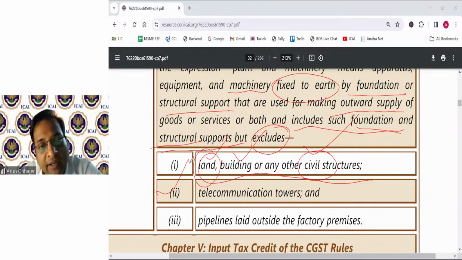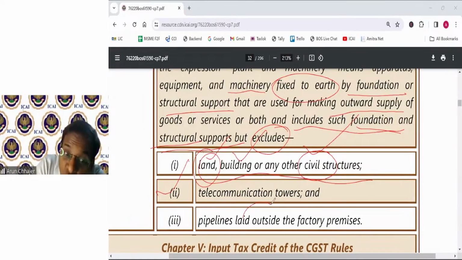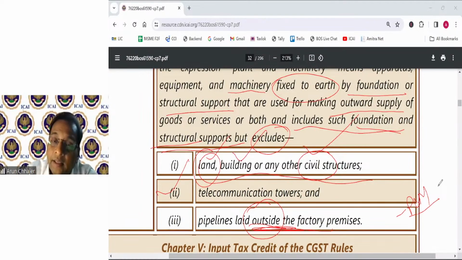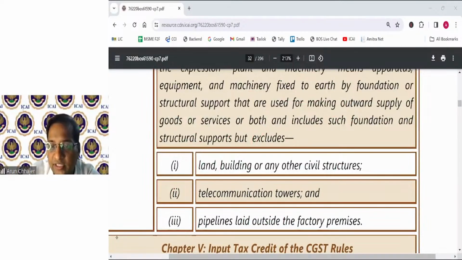Telecommunication tower will not be considered as plant and machinery. And please note, pipeline laid outside the factory premises. If it is inside, no problem. It will be plant and machinery and you can take the ITC. If it is outside, then ITC would not be allowed because it is not plant and machinery. Any question? Let me see the questions. I have not seen any.